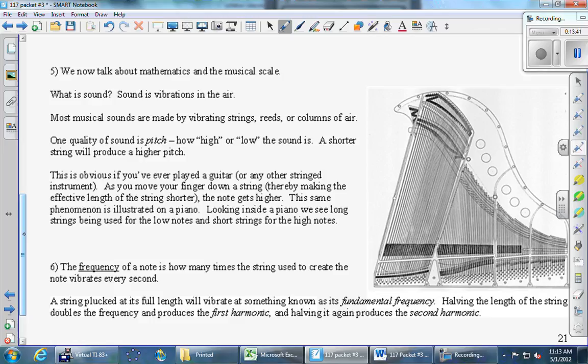Quality of sound pitch, how high or low the sound is. A shorter string will produce a higher pitch. Okay, let's pause there. We'll go to Zach. Oh, can you get your calculator or your guitar out? Thanks.